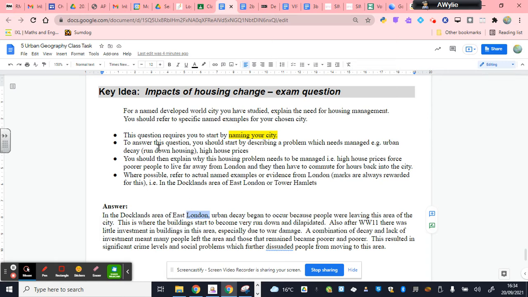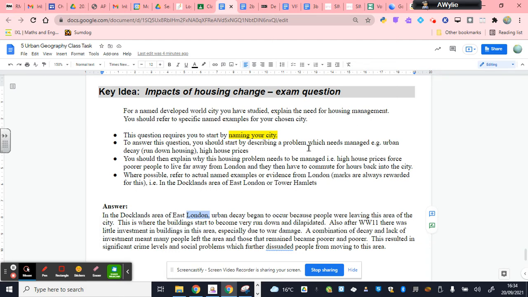Now, the first thing you need to do is describe a problem which needs managed, because the question does say explain the need for housing management. Okay, not actually how they manage housing, that's not the question, just what is the need? Why is housing a problem, and why does it need managed?